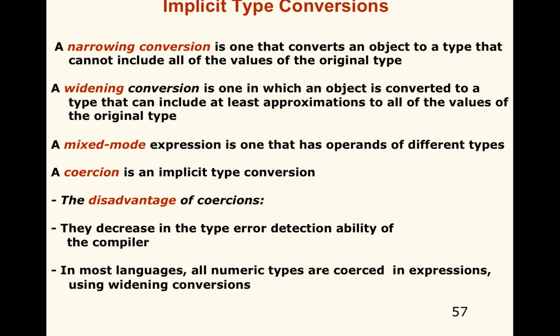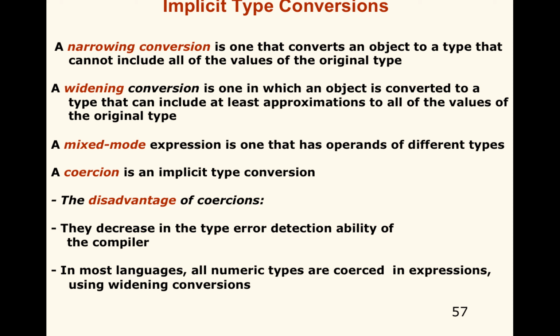So a narrowing conversion is one that converts an object to a type that cannot include all of the values of the original type. A widening is one in which the object is converted to a type that can include at least approximations of all of the values of the original type. That's because you're putting it into a bigger space. A type conversion converts the type or converts the number. For example, I can make 12 into 12.00. But if I make 12.19 into 12, I got rid of the 19, I narrowed it, I made it smaller, and I'm going to lose my precision.